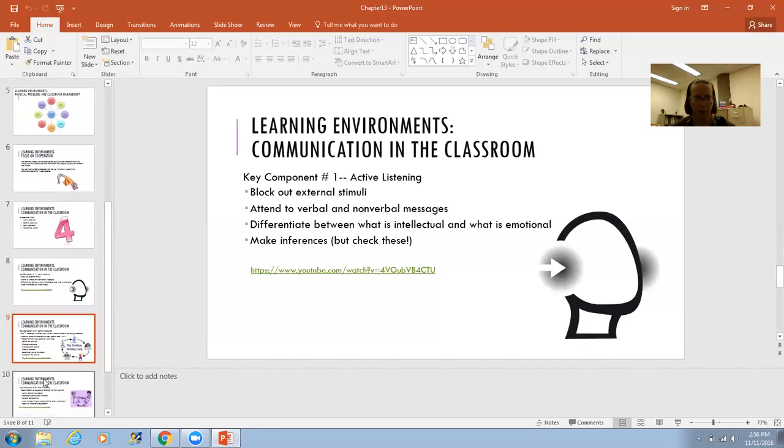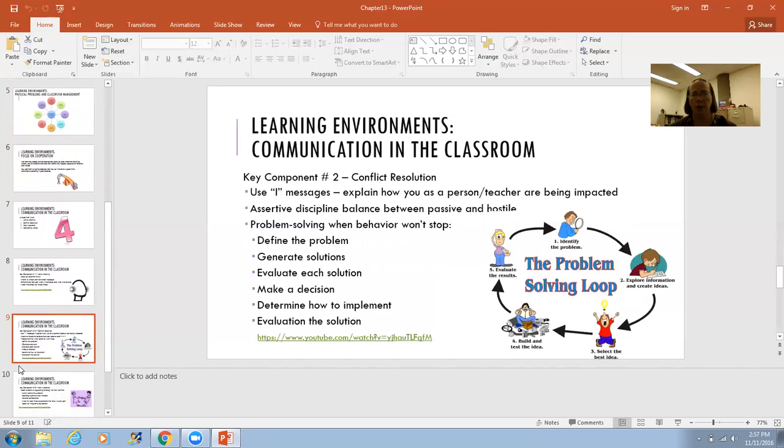So moving on, our next key component would be conflict resolution. There are some ideas related to conflict resolution. One, use I messages. So, I feel this way. This helps you explain how you as a person or teacher are being impacted. And this is something that we want to model, but also encourage in our students.